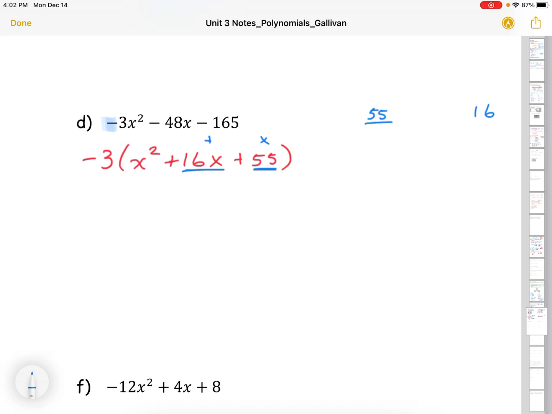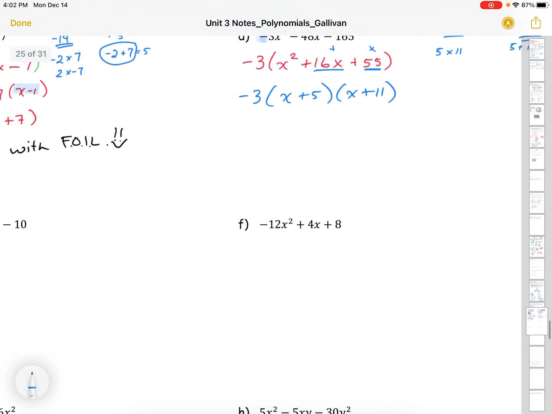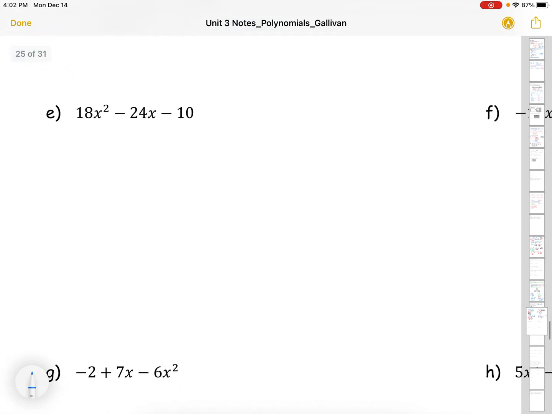So 55, it could be, there's not a lot of factors actually. 5 times 11. Now, do they add up to 16? They do indeed. So those are what's in the brackets. It's just going to be x plus 5, x plus 11, right? So sometimes when you factor out the GCF, it actually makes it a nice simple trinomial. And you can just go back to your regular way of factoring instead of doing decomposition. And we'd rather do that if we can. Okay, let's do the next one.